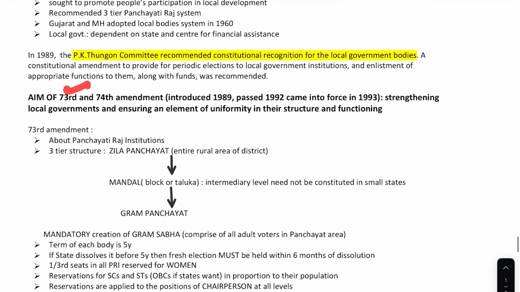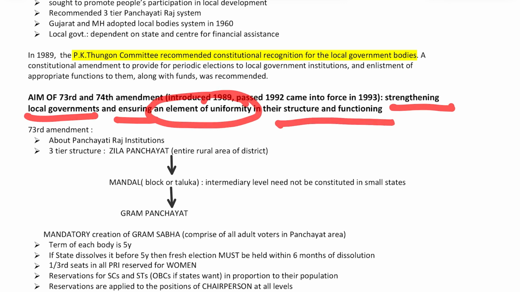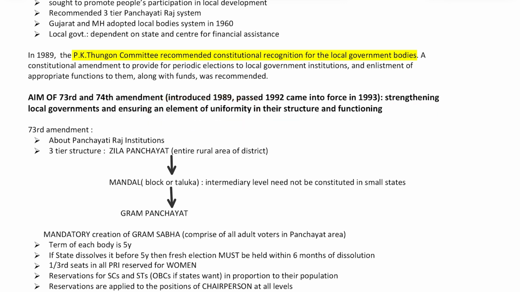The aim of the 73rd and 74th Amendment Acts, introduced in 1989 and passed in 1992, which came into force in 1993, was to strengthen the local governments and ensure an element of uniformity in their structure and functioning. Until these amendments, the local governments were formed according to the will of the states, and therefore they had different functions according to whatever was devolved by the states. But now the attempt was to ensure an element of uniformity in the structure in all of India with regard to the local governments.